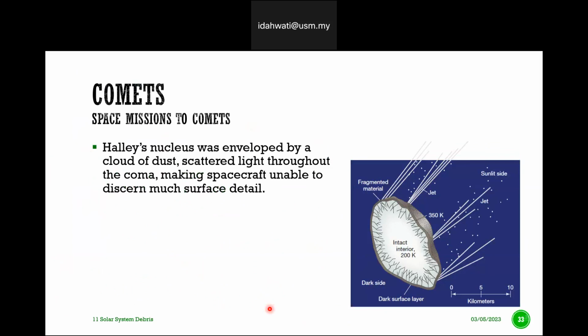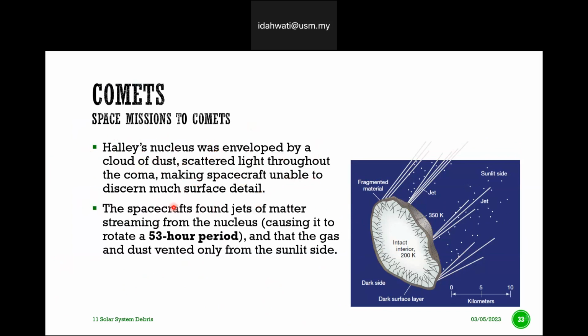So they illustrate the structure or the interior of the comet, which was enveloped by a cloud of dust. For Halley's nucleus, light scattered throughout the coma, making the spacecraft unable to discern much surface detail. The spacecraft found jets of matter streaming from the nucleus, and that the gas and dust vented only from the sunlit side.